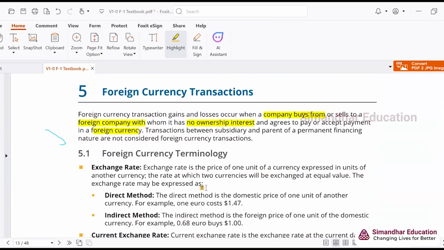Foreign currency transactions. This is again a very important part of our understanding: what is a foreign currency transaction and what all is included.